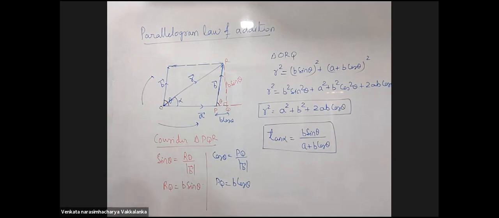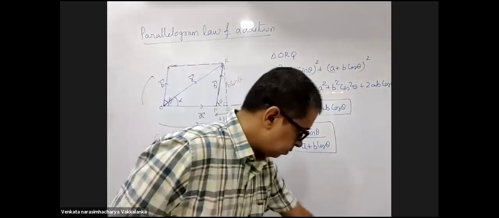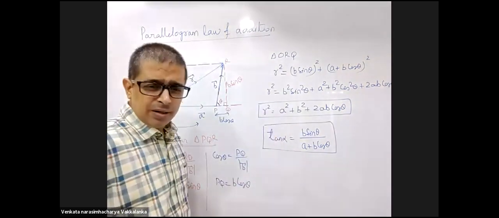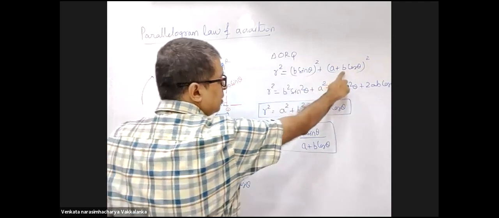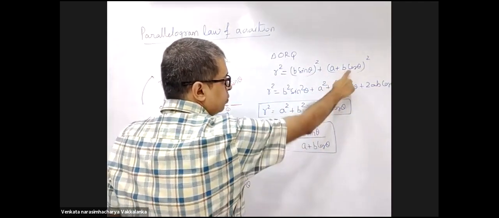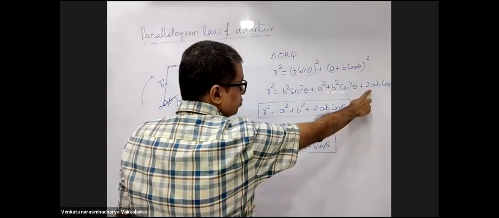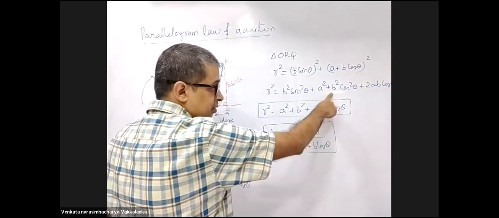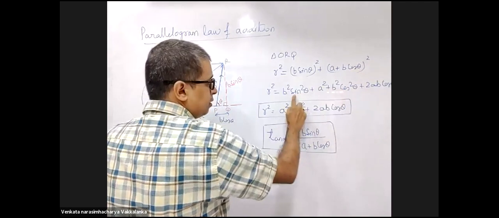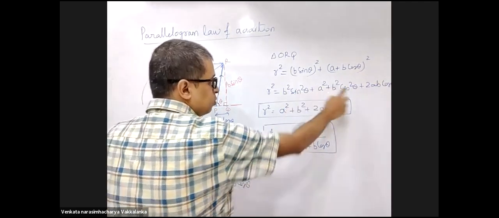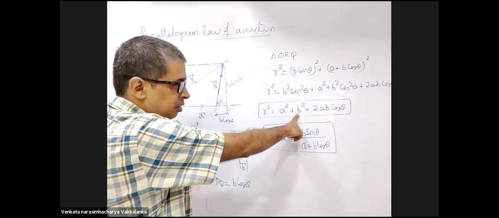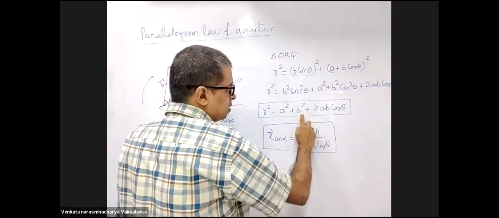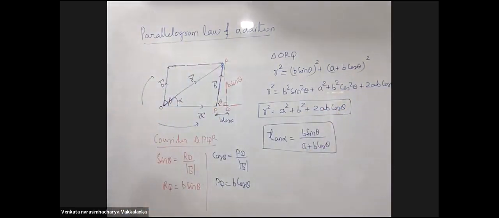Tell me when you're done with it. Done, sir. Sir, can you explain the simplification again? Simplification means from that r square, from the first to the last. A plus b whole square, a square plus b square cos square theta plus 2ab cos theta. This step, is it clear? Yes. Now these two I added. B square into sin square theta plus cos square theta is b square, right? Yes. That's it. A square plus b square plus 2ab cos theta. Okay, sir.